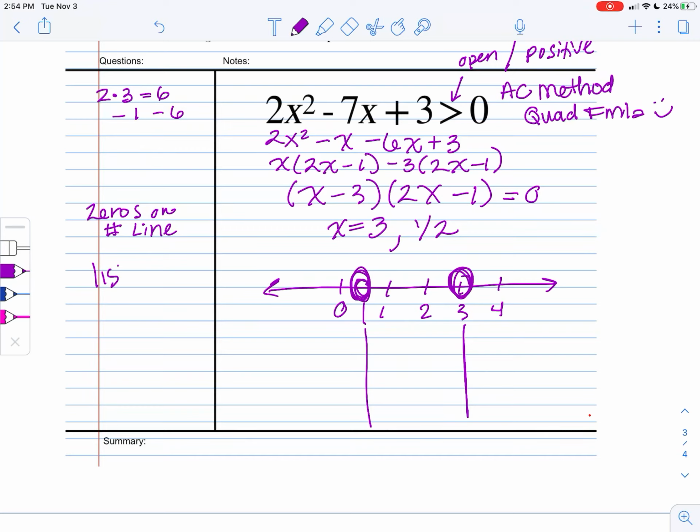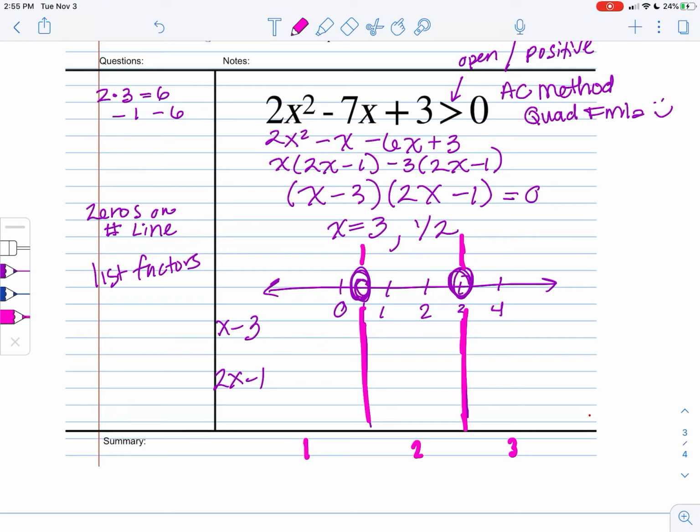And then I need to list my factors. So my factors were x minus 3 and 2x minus 1. And then I'm again dividing this into 3 portions. Portion 1 here is outside of 1/2, to the left. Numbers like 0, -1, -2. In between here, this is my second section. This is my third section. Numbers like 4, 5, 6.